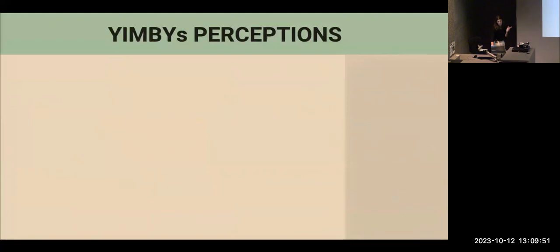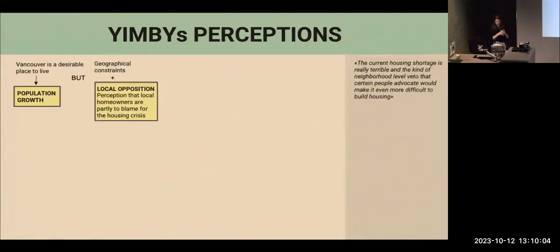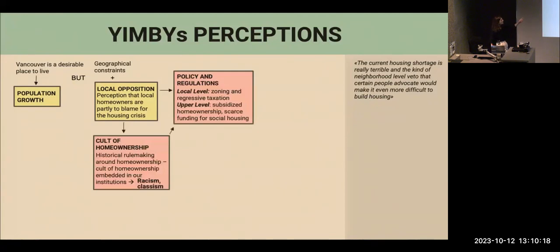Turning to YIMBYs' perceptions, YIMBYs start from a very different assumption to NIMBYs, namely that the population in Vancouver is actually growing because Vancouver is a highly desirable city. However, according to these residents, geographical constraints, but especially local opposition to new housing, do not allow new units to be built. This opposition was attributed to the so-called cult of homeownership, namely the role that homeownership plays in the Canadian context, culture, and institutions.